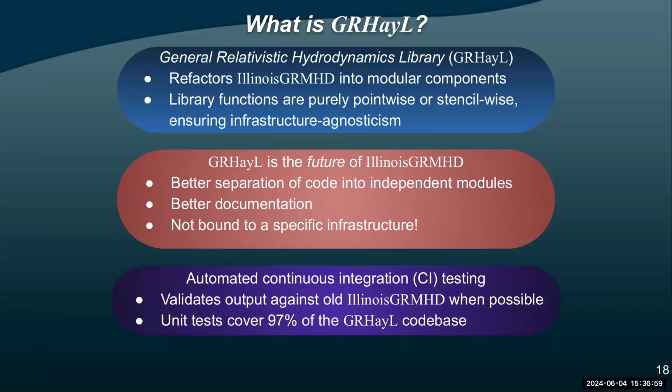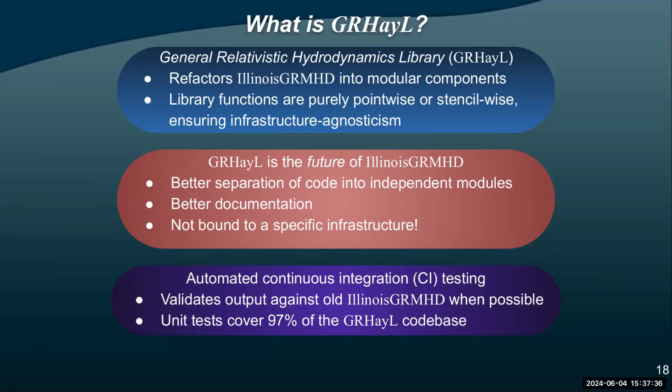And also, one thing about code that is often ignored in a lot of science codes is we should try to make tests to validate that the code continues to work in the future and not just assume or hope that since we tested it once, it will always work. And so GRHayL has automated continuous integration, or CI testing, using GitHub Actions. And basically for all the code that comes from old IllinoisGRMHD, we have a way of validating that the output that we produce in the current version of GRHayL matches the old IllinoisGRMHD.